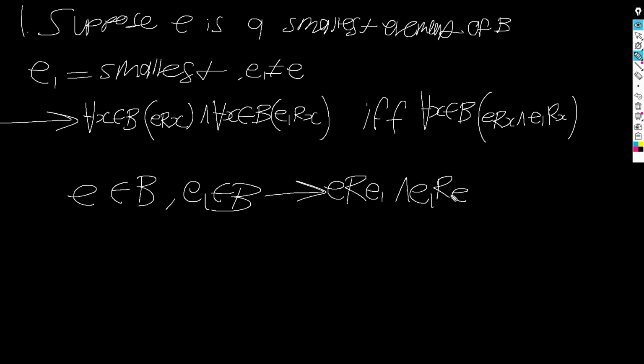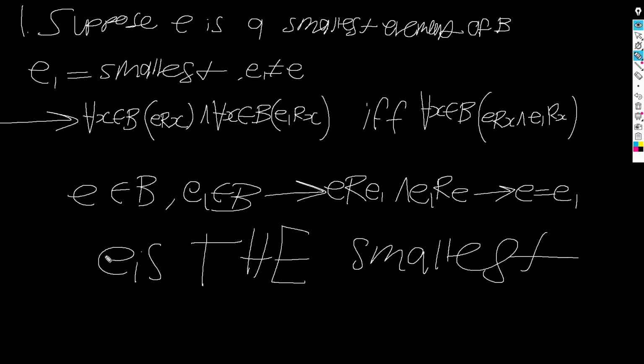But since R is a partial order on A, R is antisymmetric, which means E is equal to E1. And since we have E equals E1 and E is not E1, the assumption that there could be a distinct element in B that could also be a smallest element is not true. That cannot be true. So this means that E is the unique smallest element in B.